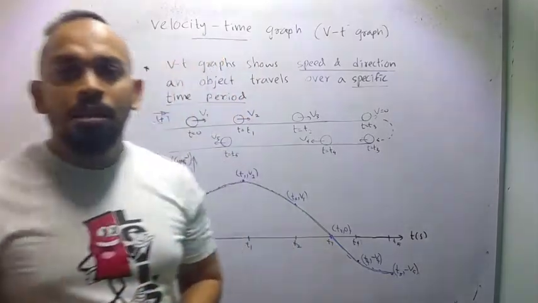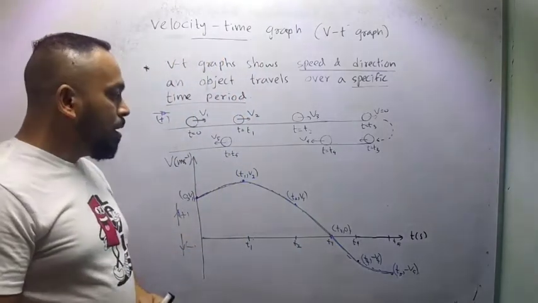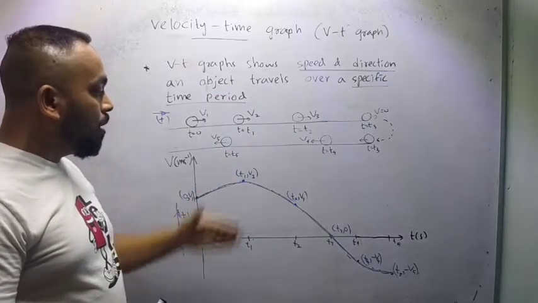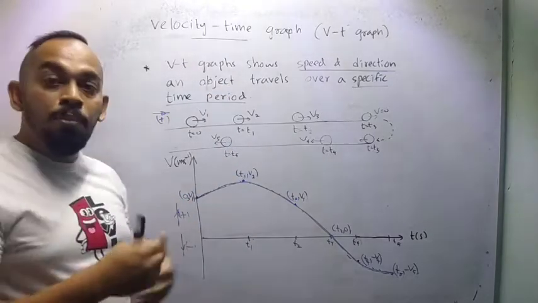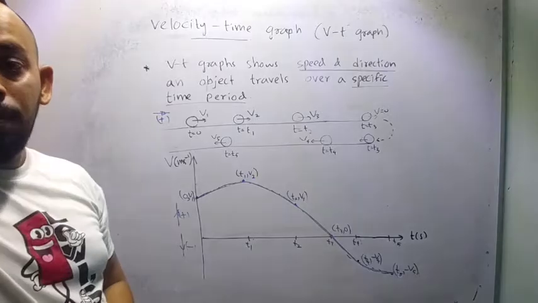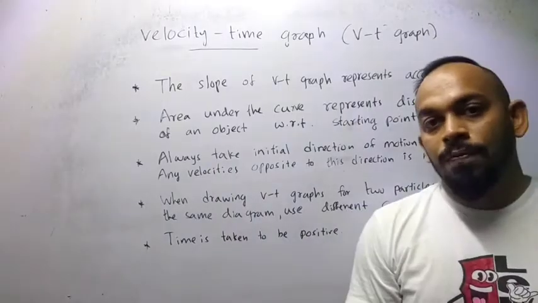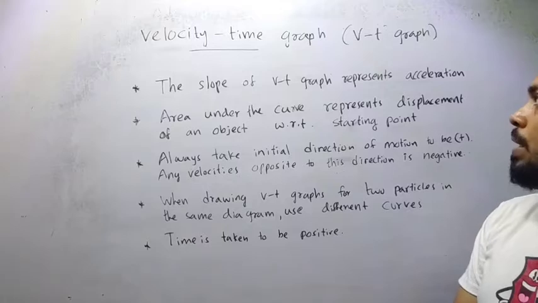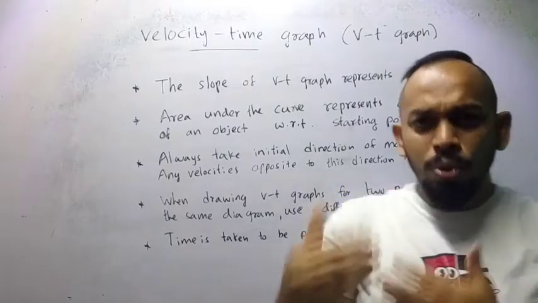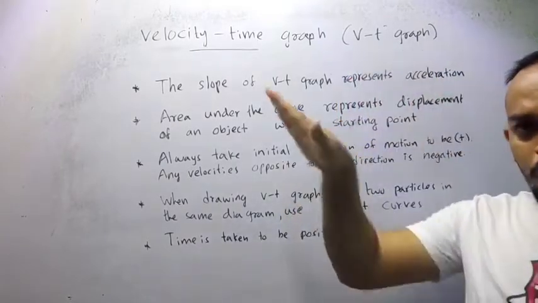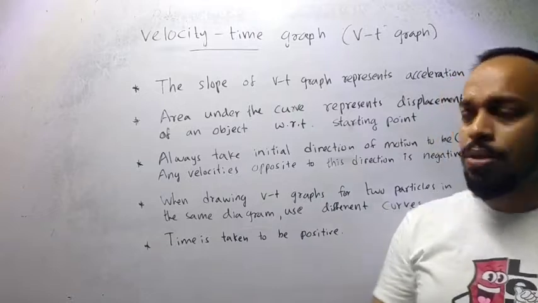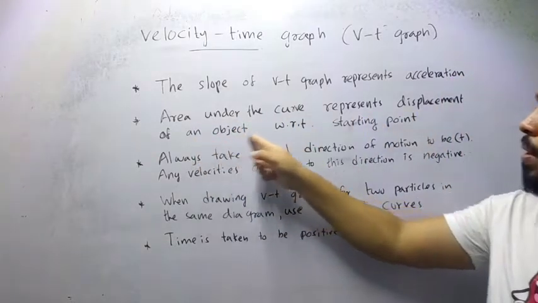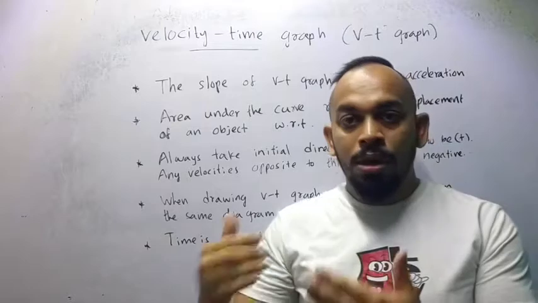So we will see some specific features of this diagram now. I'm going to put some notes on the board which will help you in dealing with VT diagrams. So we should make a note of these points. The slope of a VT diagram or VT graph represents acceleration. You know this already from physics. The slope will represent the acceleration. The area under the curve represents displacement of an object with respect to the starting point.